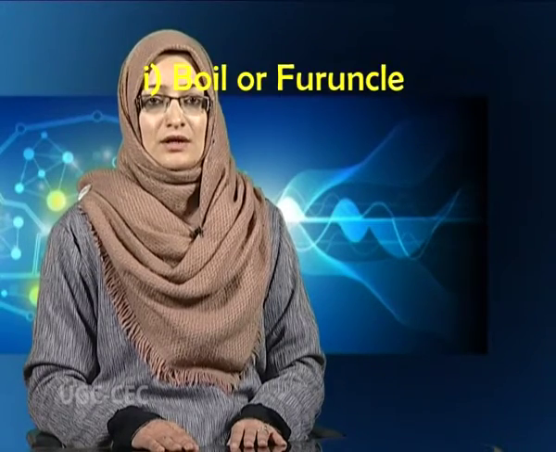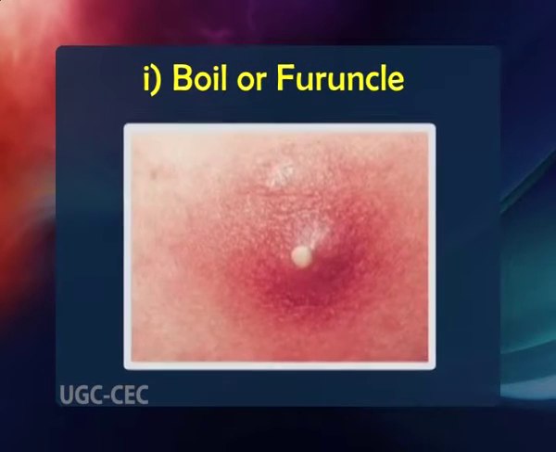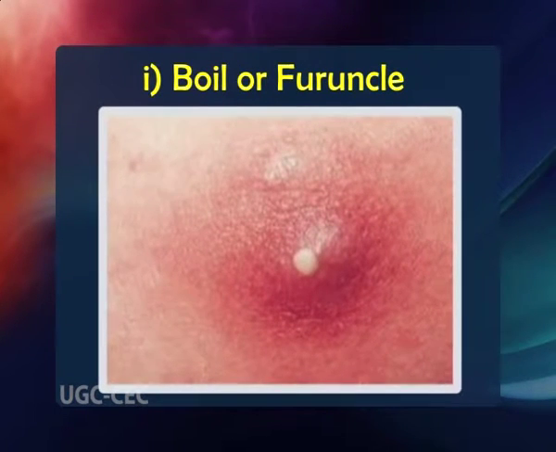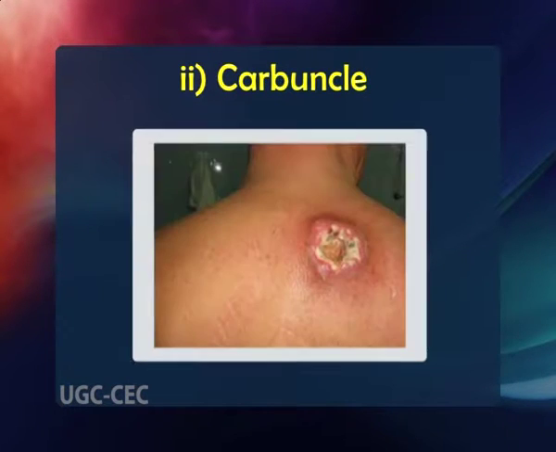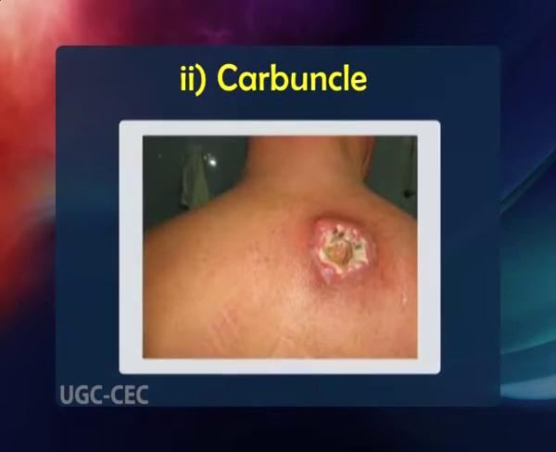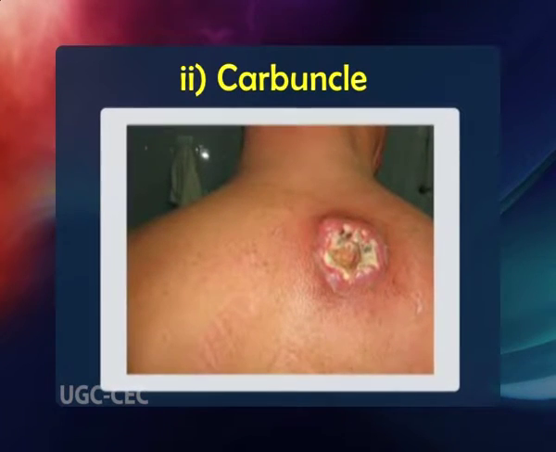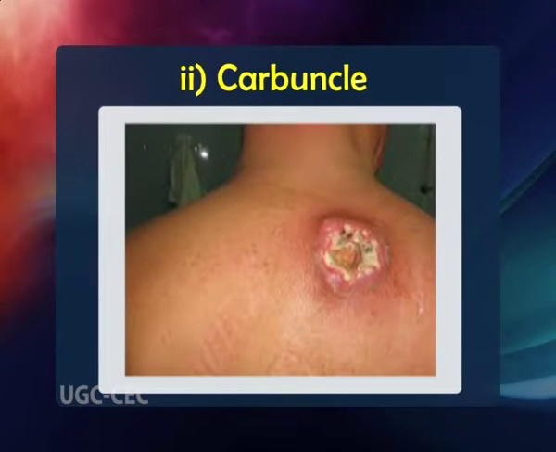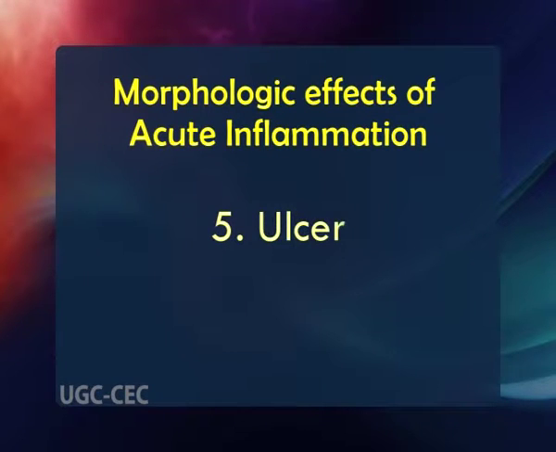Some of the common examples of abscess formation are as under. First, boil or furuncle, which is an acute inflammation via hair follicles in the dermal tissues. Second is carbuncle, which is seen in untreated diabetics and occurs as a loculated abscess in the dermis and soft tissues of the neck. Next is ulcer.